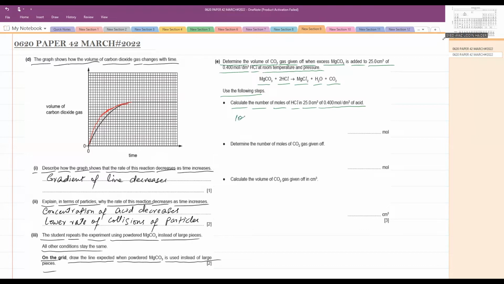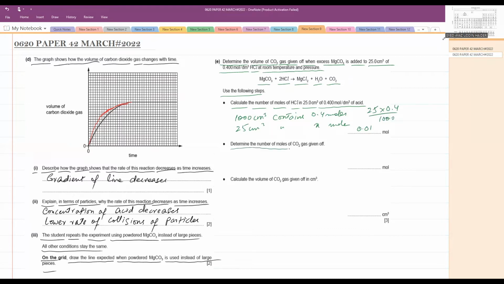So I will write: 100 cm³ contains 0.4 moles acid. Therefore, 25 cm³ contains X moles. So the answer will be 0.01. This will be the calculation: 25 multiplied by 0.4 divided by 1000.